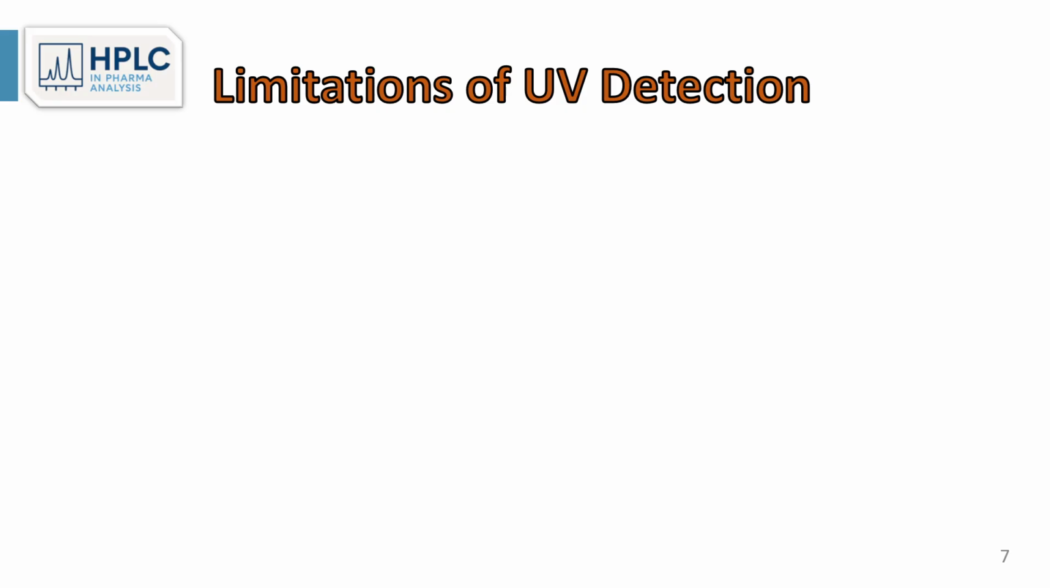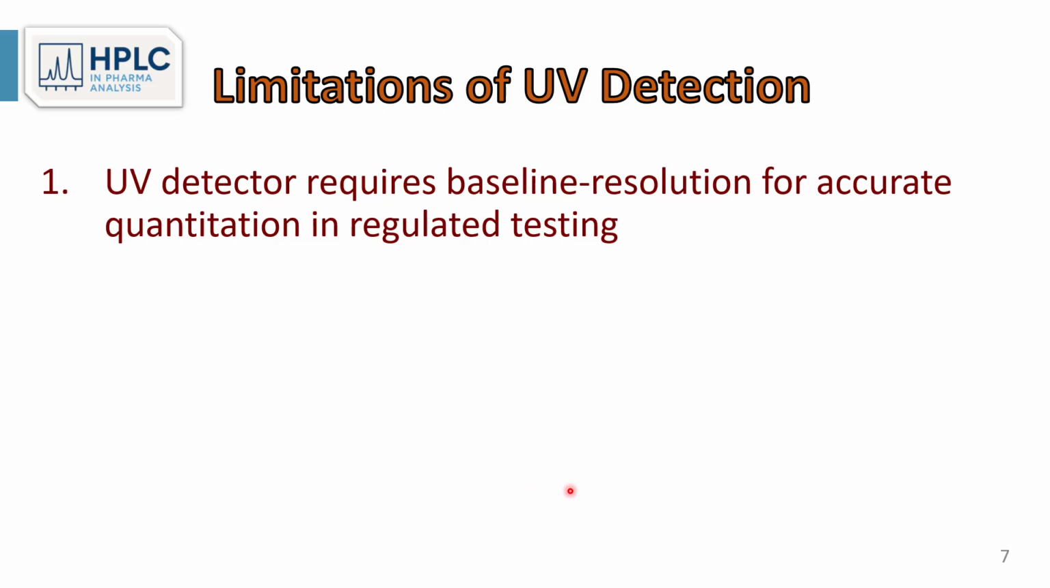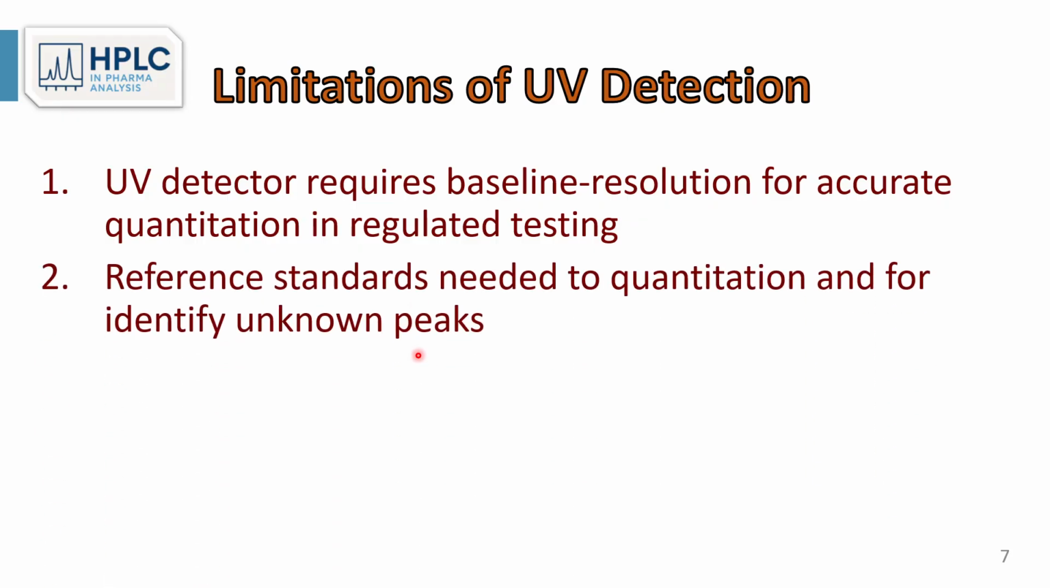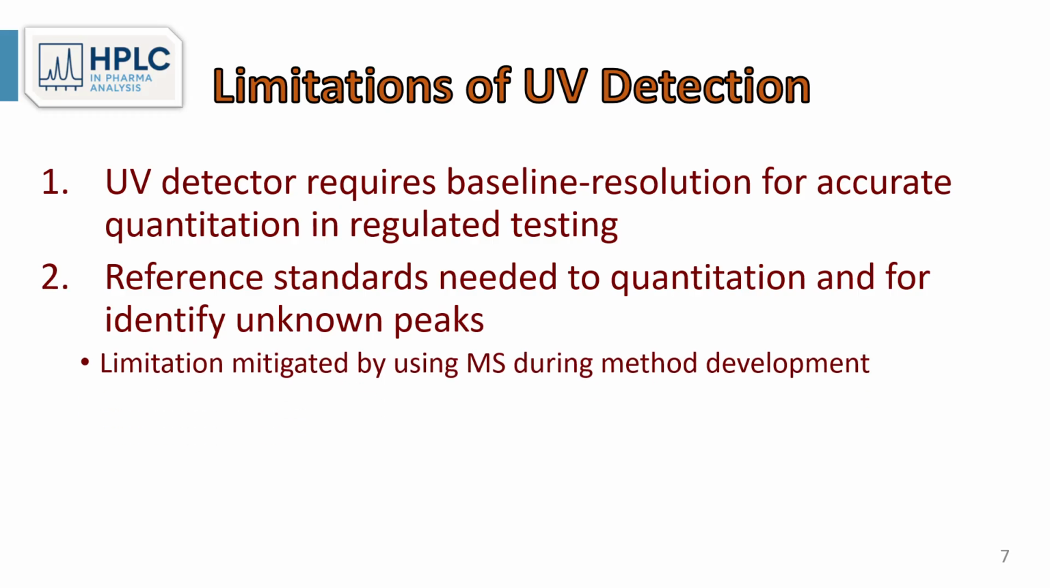However, there are also limitations for UV detection. For instance, in a stability indicating assay, a UV detector requires baseline resolution of all impurities and degradation products from the API and from each other for accurate quantification in regulated testing under GMP. Also, qualified reference standards are needed to quantitate and also for identification of unknown peaks. However, this particular limitation can be mitigated by incorporating mass spec during HPLC method development in early development.